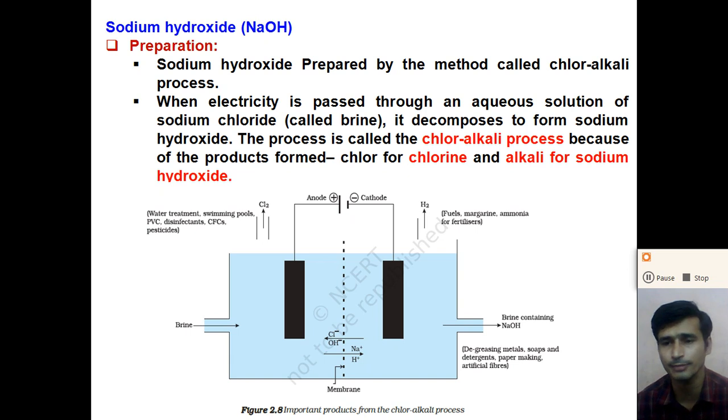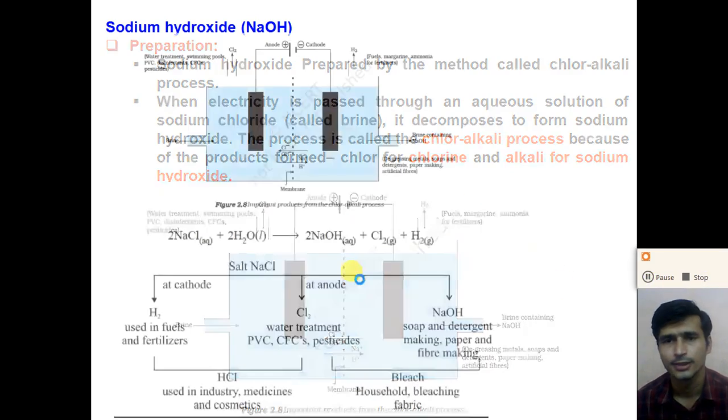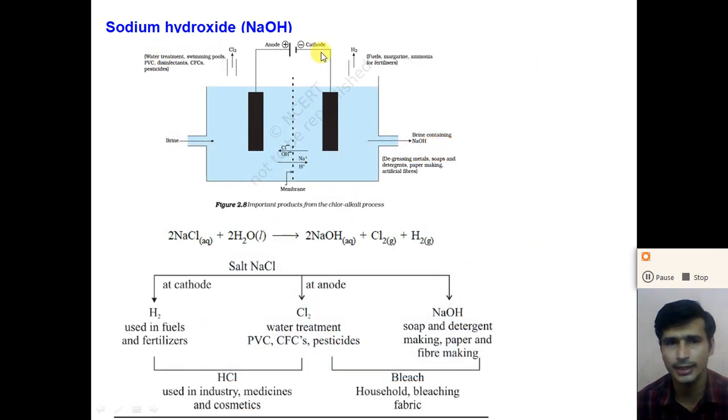So understand, dear student, what the chlor-alkali process is and how we can prepare sodium hydroxide from common salt, sodium chloride. Let us revise that in the form of the reaction. When electricity is passed through the aqueous solution of sodium chloride, it produces sodium hydroxide, chlorine gas and hydrogen gas. As a reaction, sodium chloride, NaCl, plus water, H2O, gives NaOH plus chlorine gas Cl2 and H2.